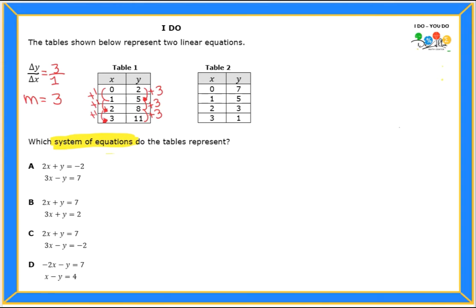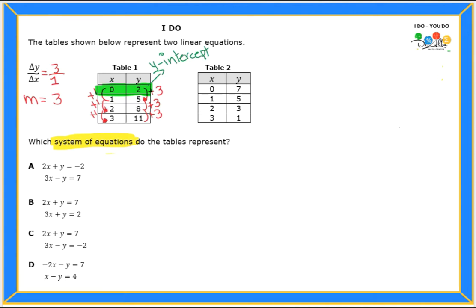Okay, the next thing I need to do is find the y-intercept. There's a couple of ways I can do it, but I want you to pay attention to the table because I do see a 0 and a 2. This is a very important point, because if x is 0, then this is your y-intercept. If you haven't memorized that, let's try to memorize that today because this will save you quite a few steps. So I know my y-intercept is 2.